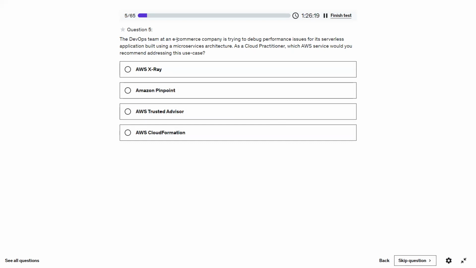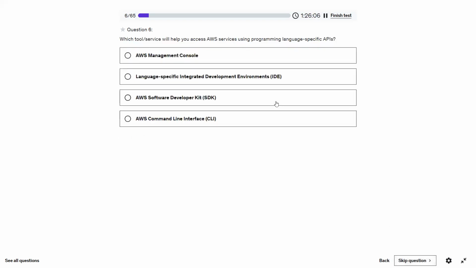A DevOps team at an e-commerce company is trying to debug a performance issue for its serverless application. Which AWS service? To debug any kind of performance issue for an application, we usually use X-Ray. Next: which tool or service will help you access AWS services using programming language APIs? If we want to use AWS services from our coding language, maybe Java, Python, .NET, any language, we will use the software development kit like Boto3. We will not use the CLI for programming, and not the console. So it's the software development kit.